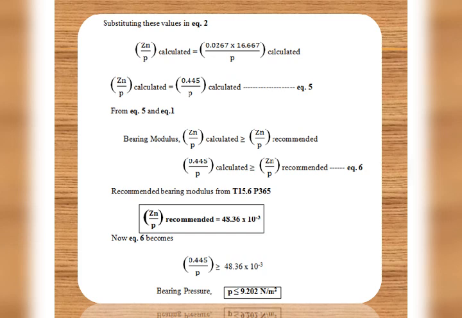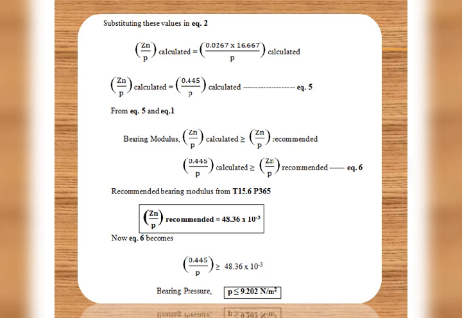Once we have the value of absolute viscosity Z, that is 0.0267 Newton second per meter square, we substitute it in equation number 2, where we need the value of Zn by P calculated. Simplifying, we are getting Zn by P calculated as 0.445 by P. Again, P is unknown. Call that equation number 5.